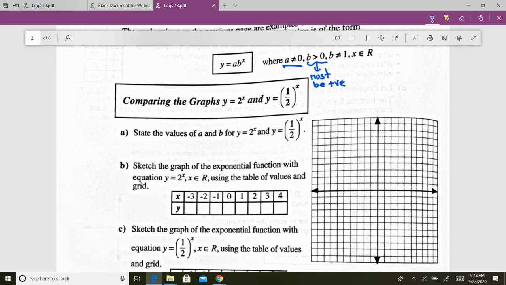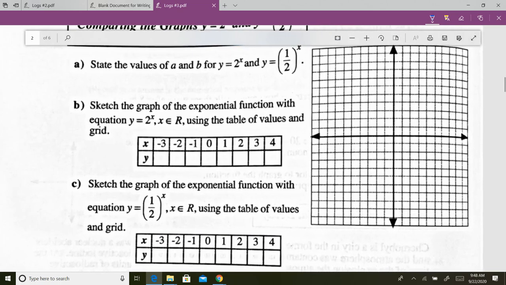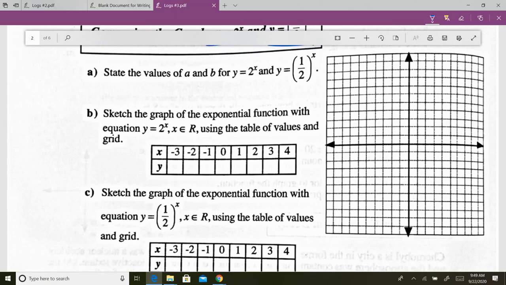So we're going to look at y is equal to 2 to the power of x and y is equal to 1/2 to the power of x. I don't usually do tables, but we'll do them briefly for this. 2 to the power of x, so that's essentially saying 2 to the negative 3, because our x value is negative 3. What does the negative 3 do? Flips it. What's 1 over 2 cubed? So 2 to the negative 3 is 1/8.